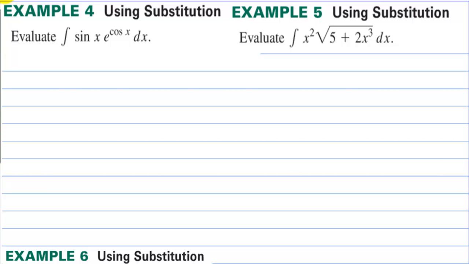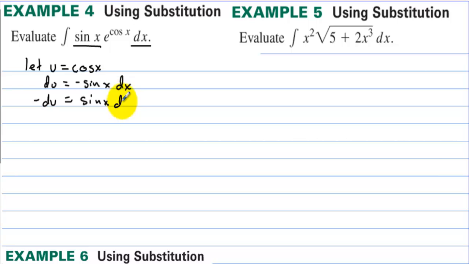Example 4, using substitution. Evaluate the integral of sine of x e to the cosine x dx. We're going to let u equal the cosine of x because we have the derivative of cosine in this problem, which is sine of x. Now if we take the derivative of both sides, we get du equals negative sine of x dx. Now we have a sine of x dx, but we don't have that negative. So let's divide the negative over. We have negative du is equal to sine of x dx.